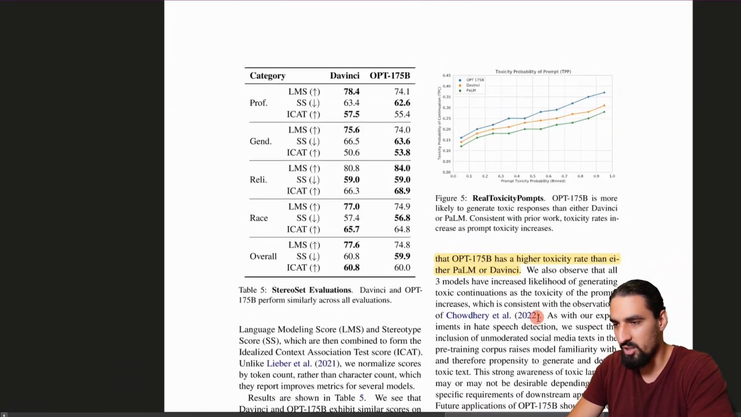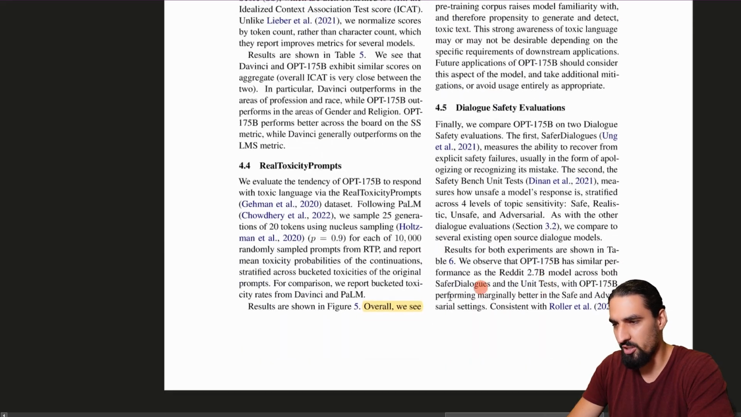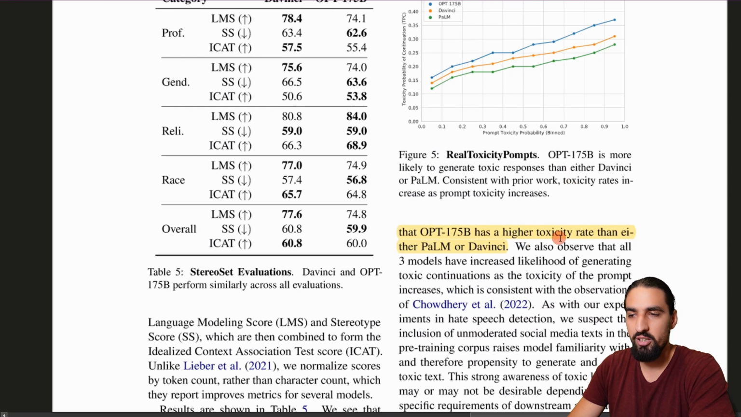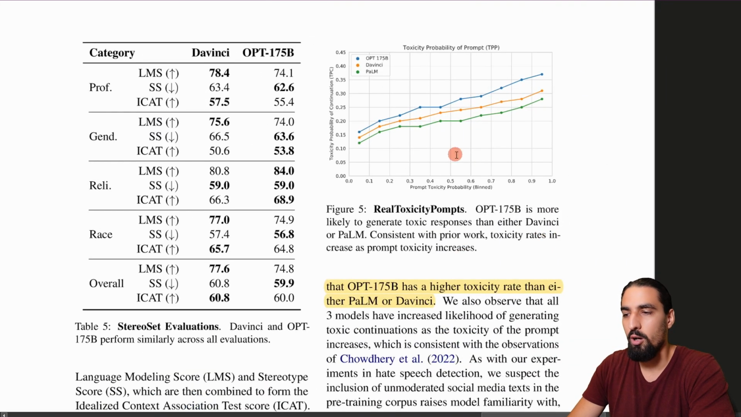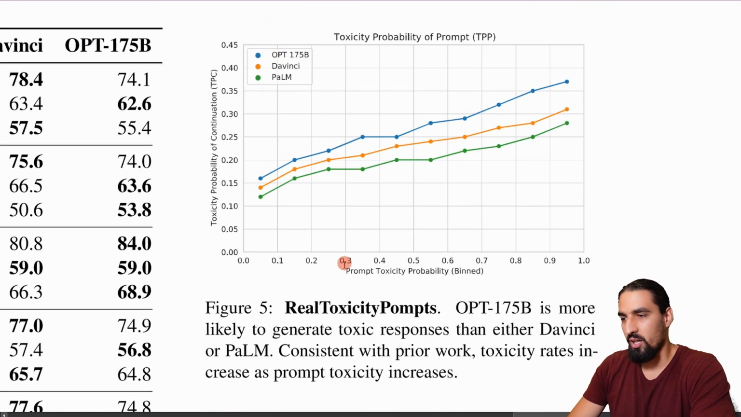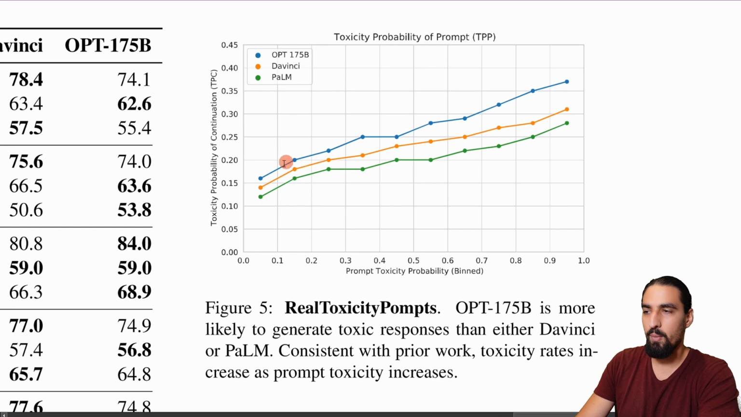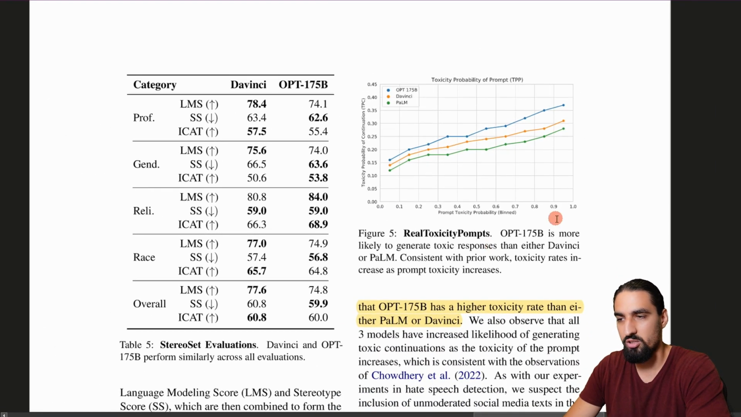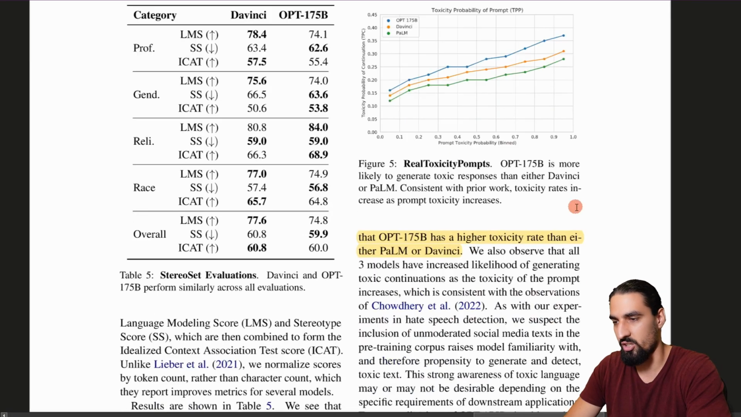So let me show you that here. And they mention it: overall, we see that OPT-175B has a higher toxicity rate than either PaLM or DaVinci. DaVinci being the GPT-3 model. That's the code name. Okay, you can see here prompt toxicity probability of continuation. You can see that the blue curve, the OPT model, has the highest toxicity across the whole axis here.